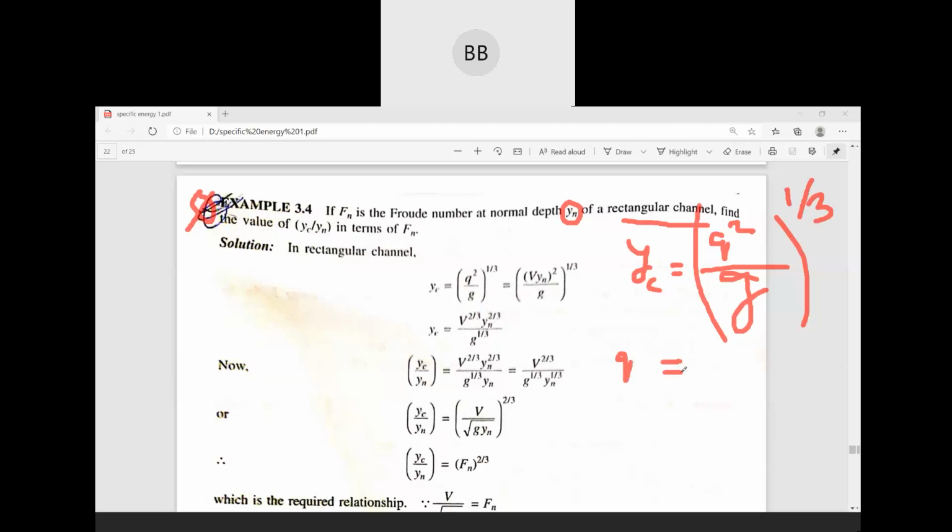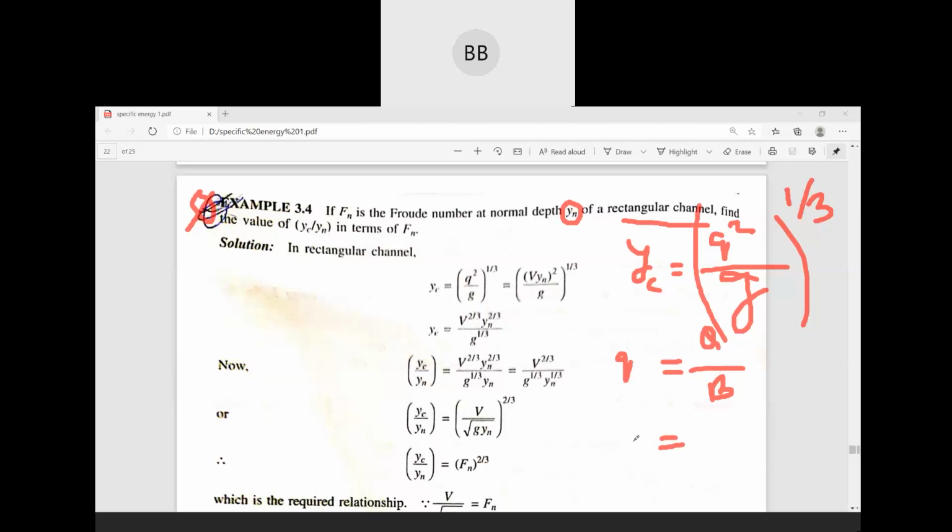Now we are going to consider the rectangular channel, as it's given in the question. We all know that the expression for Yc for a rectangular channel is q squared divided by g, to the power 1 by 3. So what is small q? Small q is nothing but the discharge divided by the width of the channel. This we have already discussed many times.